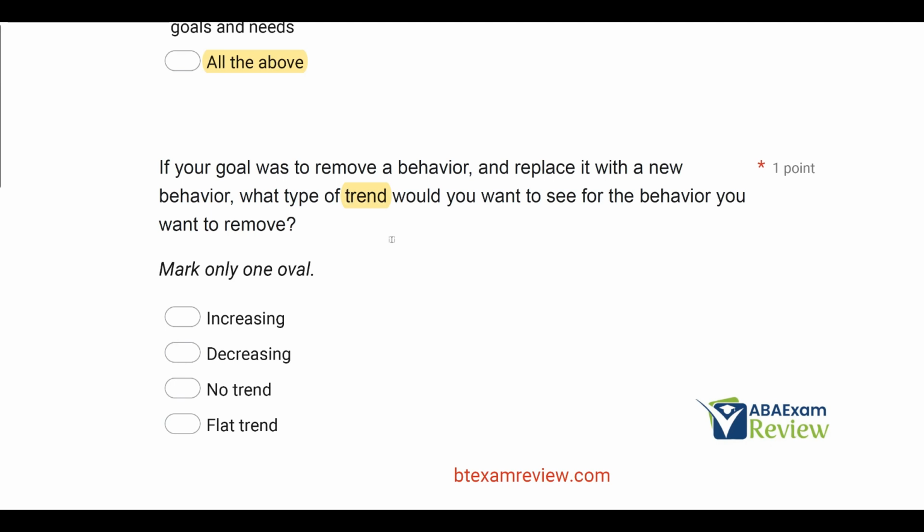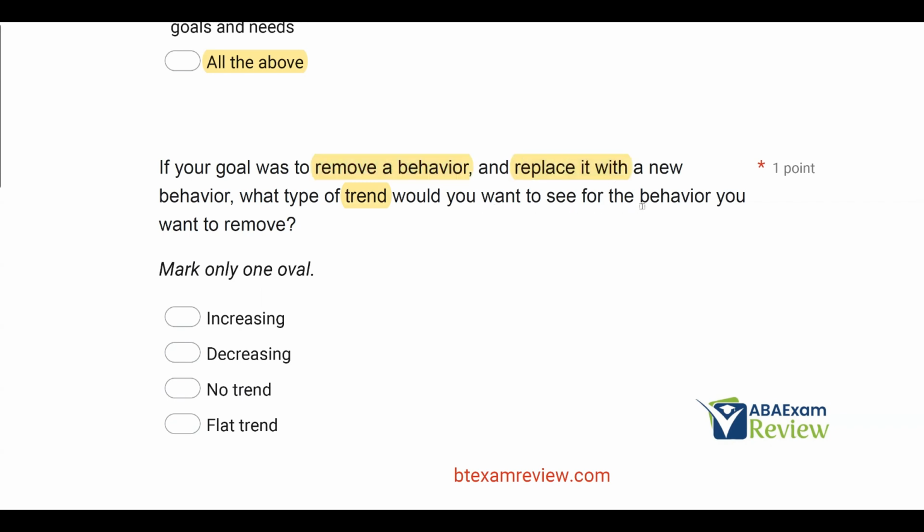When we talk about an increasing trend, we simply mean the data path is going up. In other words, the behavior you're observing is increasing. Your measurement is increasing. Think of frequency. An increasing trend would just be 1, 2, 3, 4, 5, 6, right? That trend is increasing. Decreasing would be 6, 5, 4, 3, 2, 1. And so what you have to look at is, what is your goal? Our goal here is to remove a behavior and replace it.